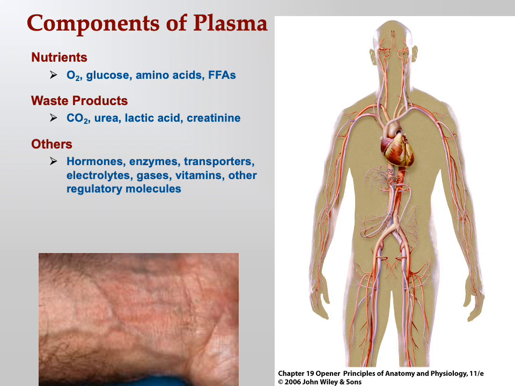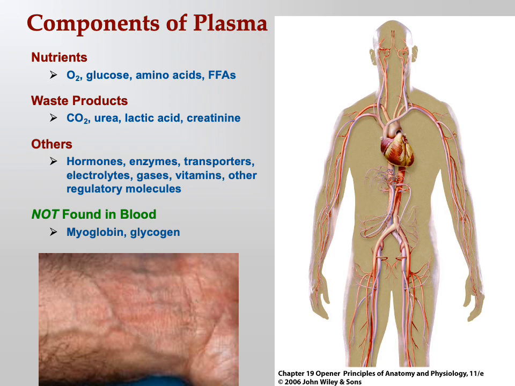Others: hormones, enzymes, transporters, electrolytes, gases, vitamins, other regulatory molecules. There is a lot of stuff in your blood. Lots of stuff. Many, many solutes. Now, in addition to what should be in the blood, let's talk about a couple things that should not be in the blood. Two big ones are myoglobin and glycogen.